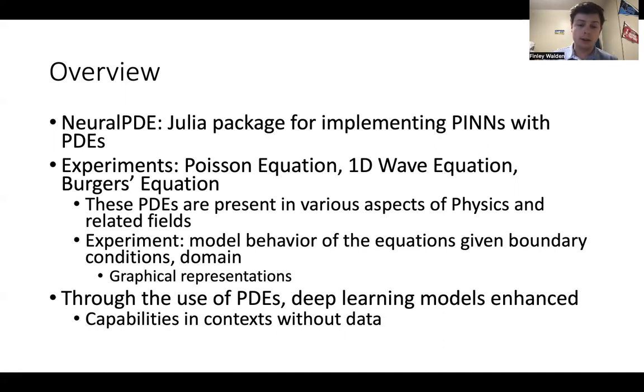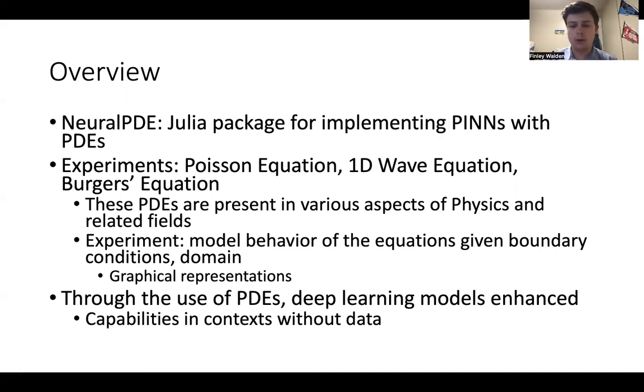So the experiment is to model the behavior of these equations with a neural network, given the equation's boundary conditions and the domains, using graphical representations of the equations. Through the use of partial differential equations, the model is enhanced and able to do this without data, which is the main problem statement, the main part of this experiment.